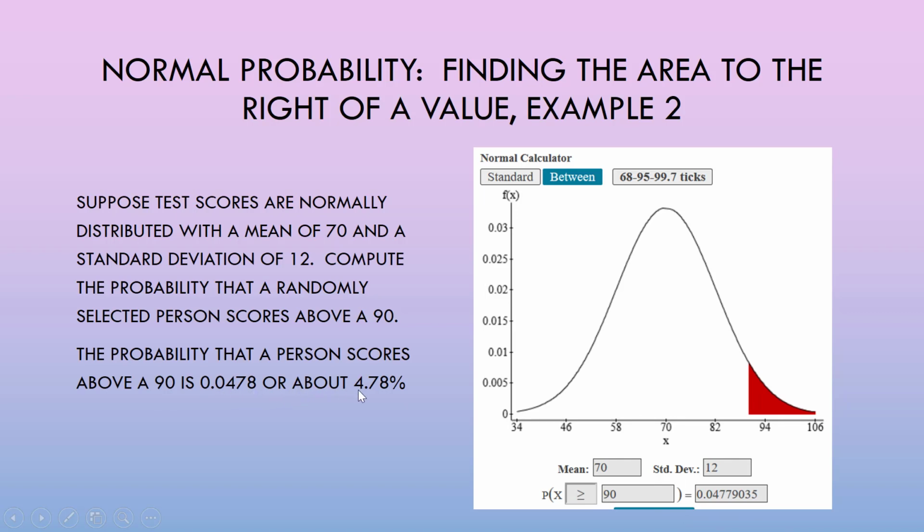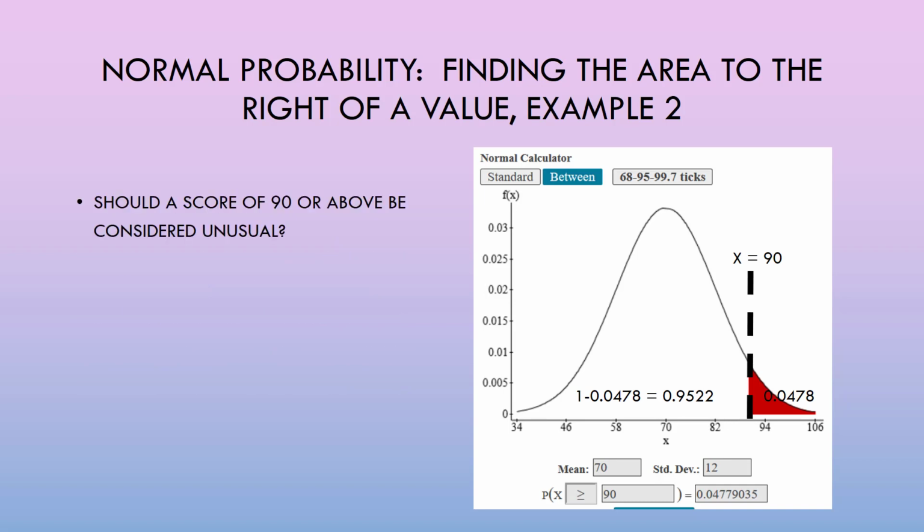0.0478 or about 4.78%. This means that if I cut this probability distribution at x equals 90, about 4.78% lies to the right of that line, and the remainder, which is about 95.22%, lies to the left.